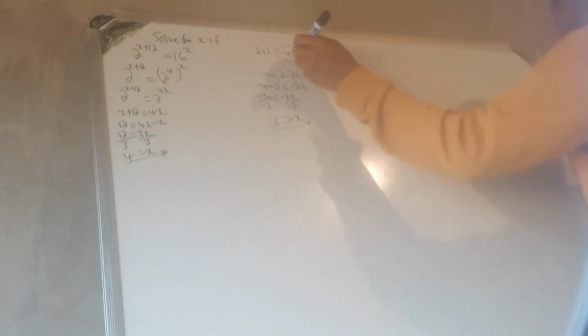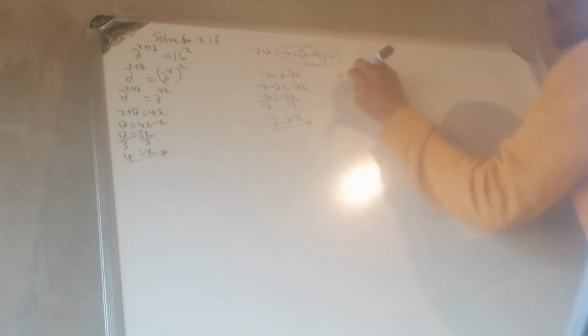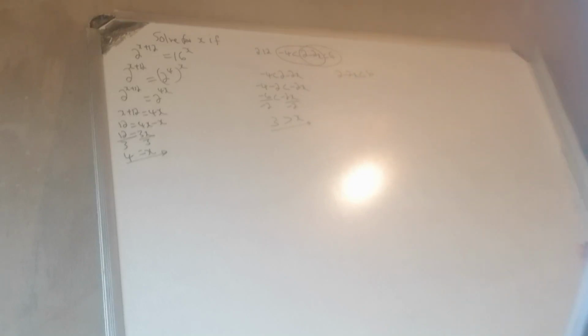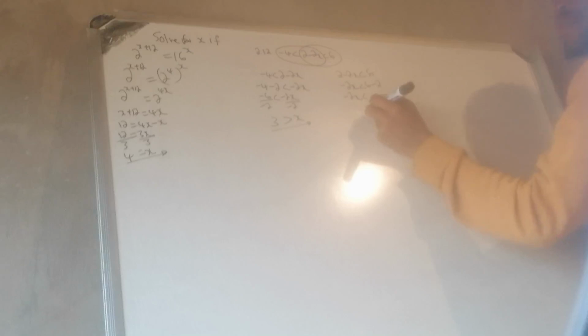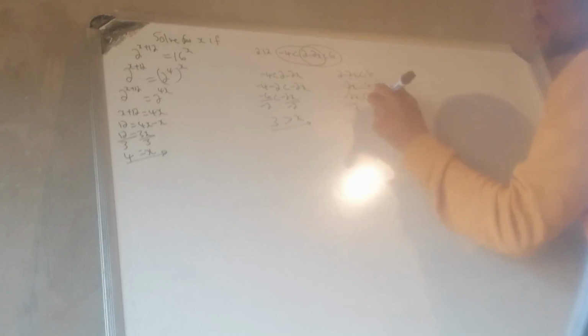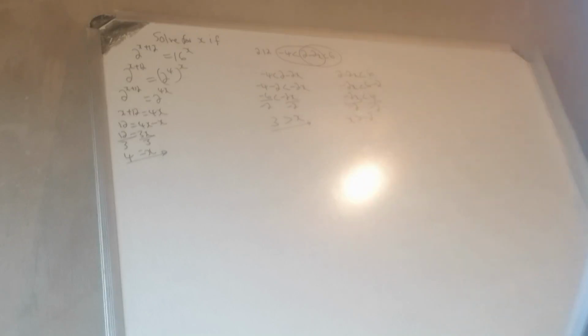For the second part, you will concentrate on this. Are we fine? Take this to the other side. Minus 2x less than 4. Divide both sides by negative 2. X should be greater than negative 2. Because again, when you divide by a negative, the inequality will reverse.